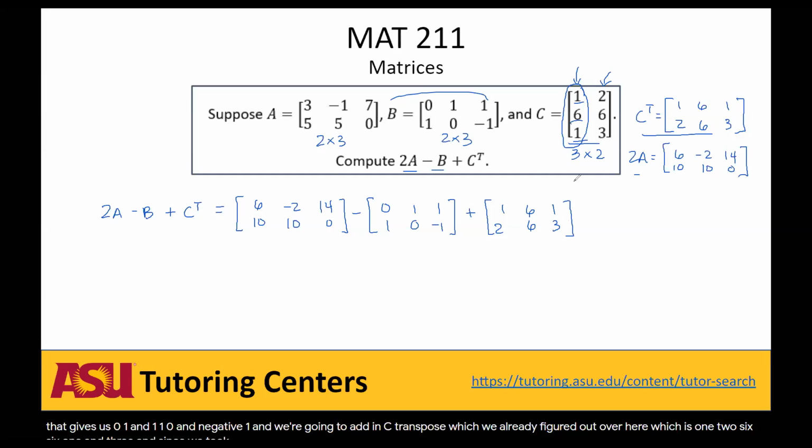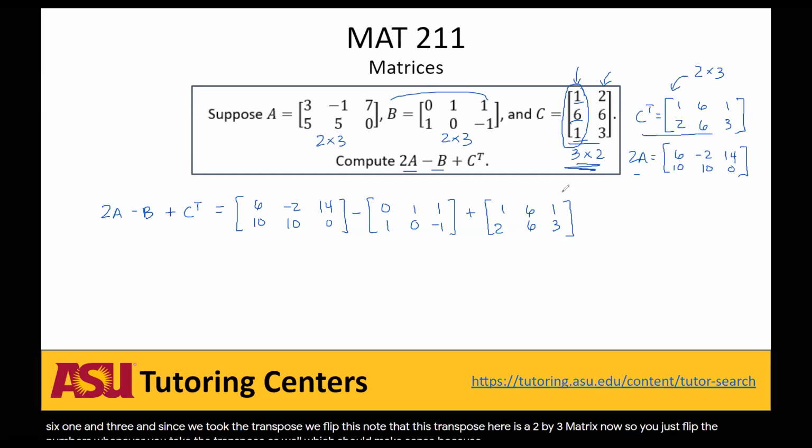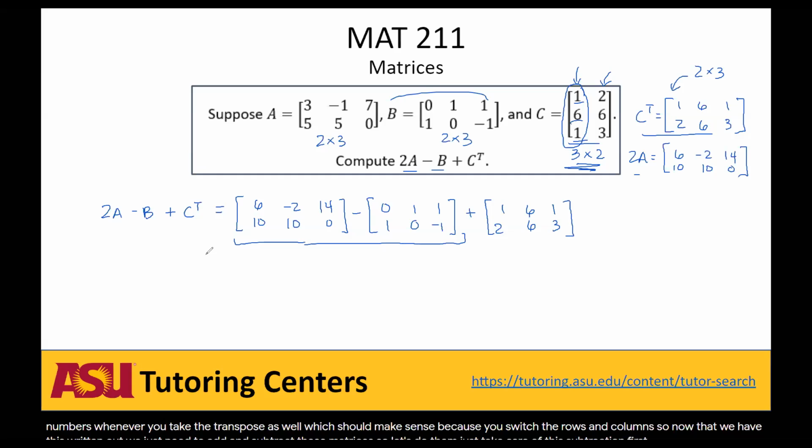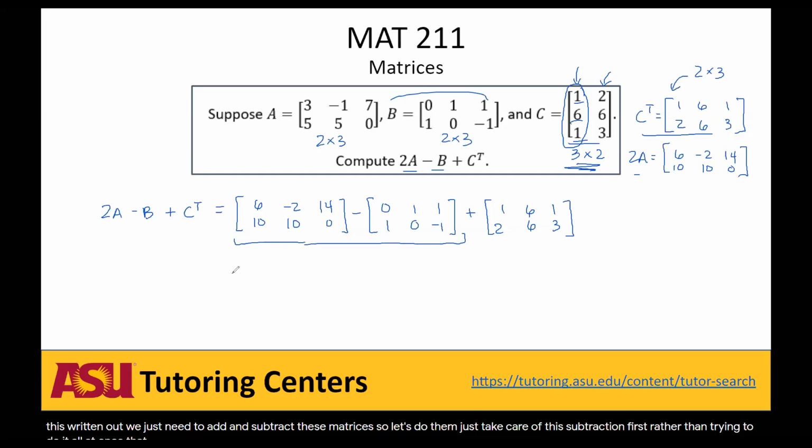Since we took the transpose, we flipped this. Note that this transpose here is a 2 by 3 matrix now. So you just flip the numbers whenever you take the transpose, which should make sense because you switch the rows and columns. Now that we have this written out, we just need to add and subtract these matrices. Let's take care of this subtraction first, rather than trying to do it all at once. That'd be fine too, but it might be easier to do it this way, just to make it clear.